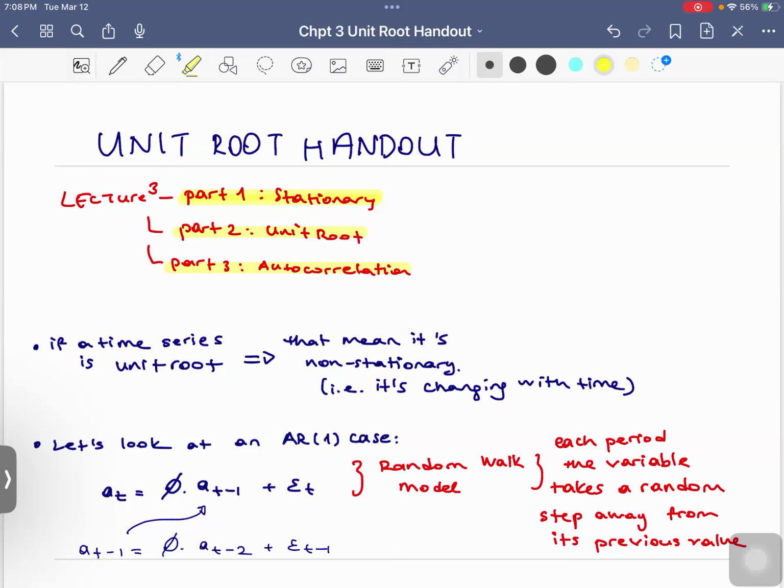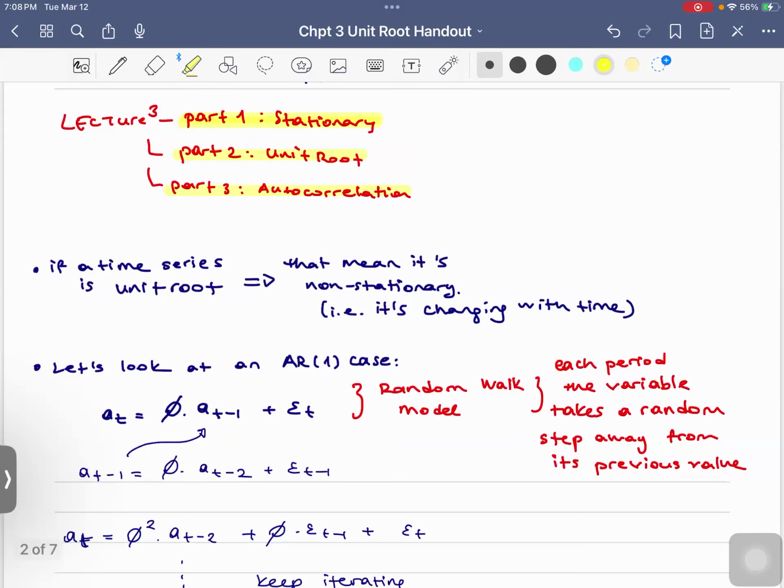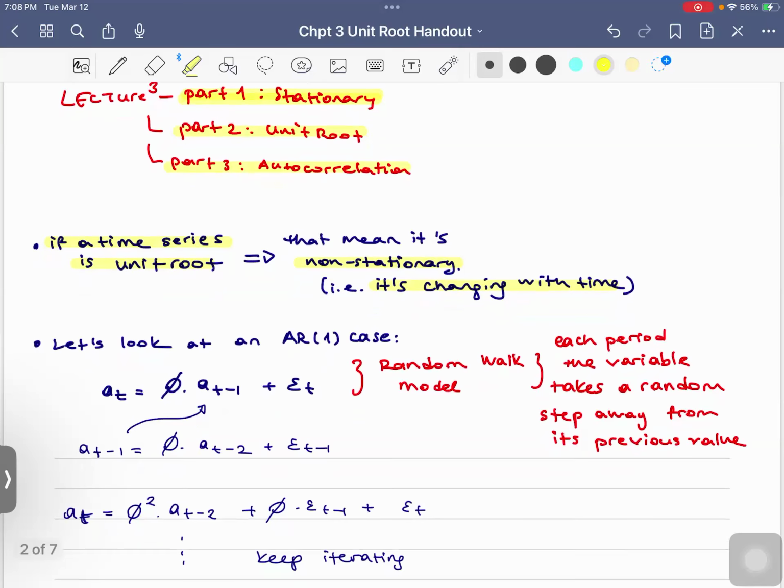Okay. Now, let's first start by defining unit root. If a time series has a unit root, that means this time series is non-stationary. Remember the definitions of stationarity? If a series is non-stationary, that means it's changing with time. Either its mean is changing or its variance is changing through time, right? Now, the stationarity concept is less of a problem for moving average type series. I'm going to talk about them in a second, but let's first start thinking about this concept in an AR1 type process.